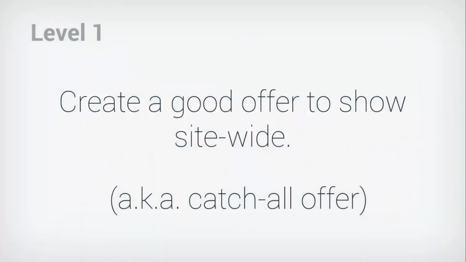Level 1, relevance level 1, is you create a good offer that you show on your entire website. This is what I call the catch-all offer, okay? So this is like my free report for blah, blah, blah, and it's just something that generally people in your market are interested in. So if you have a fitness website, for example, your catch-all offer could be something like, the 10 best exercises to get six-pack abs, because you know that a lot of people in the fitness space are interested in getting six-pack abs. It's a very common thing. And that could be your catch-all offer. That's what you show everywhere.